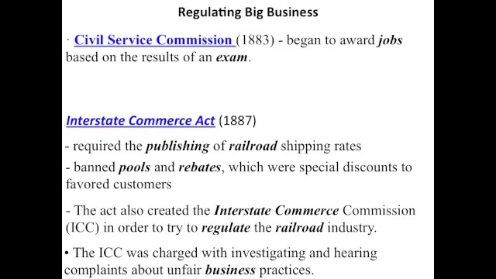You also have the Interstate Commerce Act, which requires that railroad companies actually publish their shipping rates so they know how much they're going to be charged, and they can't charge you based on whether or not they like you. Special discounts to their favorite customers were also banned, and this leads to the regulation of the railroad industry, in which they wanted to end unfair business practices. So basically stop favoring certain people and start treating everyone equally.